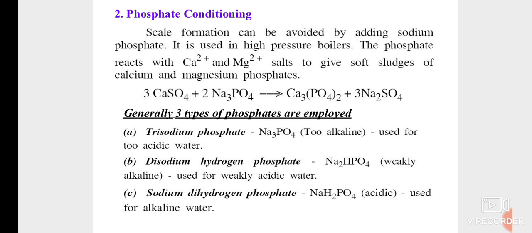So generally phosphates are used in three types. Trisodium phosphate can be used for highly acidic water. Disodium hydrogen phosphate is used for weakly acidic water. Sodium dihydrogen phosphate is used for alkaline water. Based on the pH range of the boiler water, we have to use different types of phosphate conditioning in the internal treatment. So phosphate conditioning is a very good method suitable for high pressure boilers.